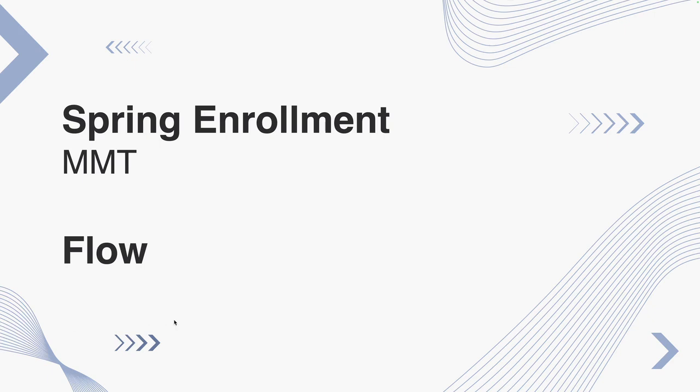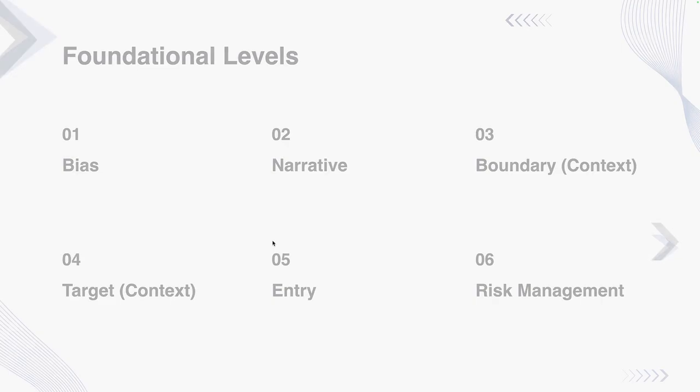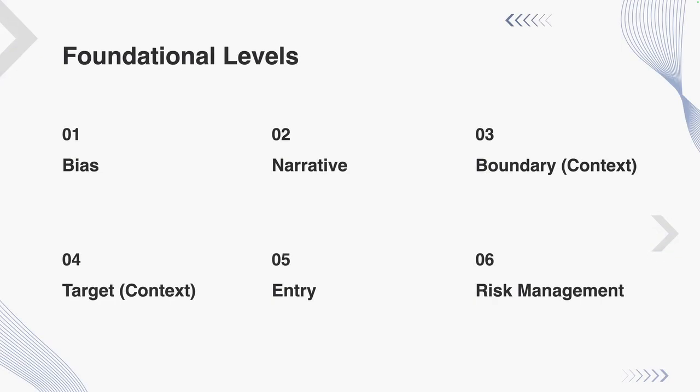All right, after the filtering process, we want to go over the flow and the basis and the foundation of a flow trading plan. Now, right here, if we go over the first slide, then what we see is again those foundational levels. And we need to understand when we're talking about the foundation of a flow trading plan, we are mainly talking about the bias and the narrative right there. Boundary, target, entry, risk management, it's all quite similar. But the way you get to a bias and a narrative is different in a filtering process trading plan and different in a flow trading plan.